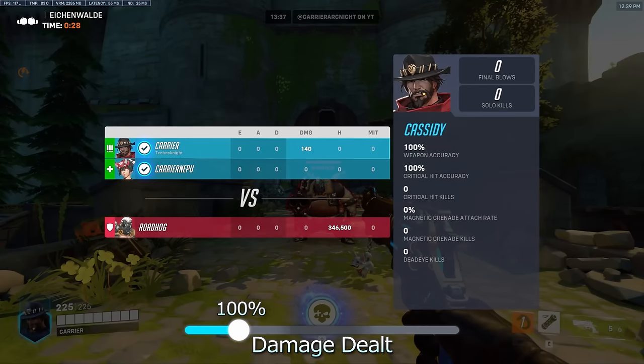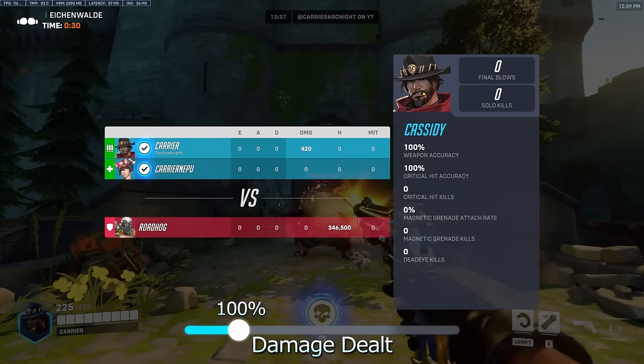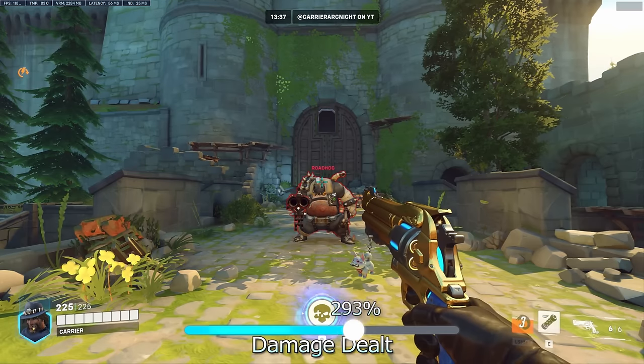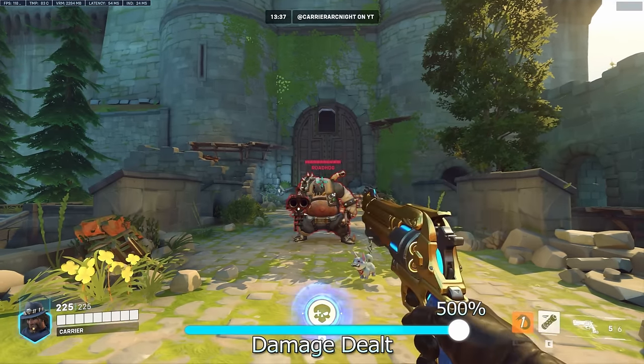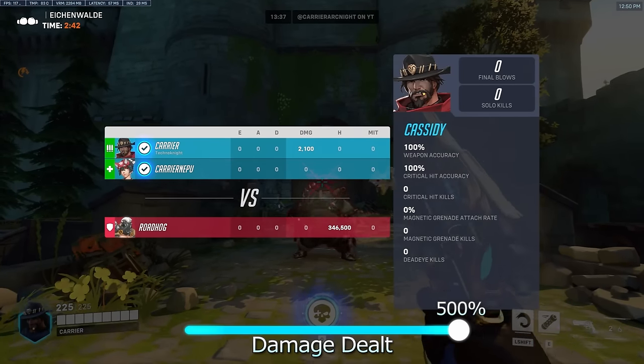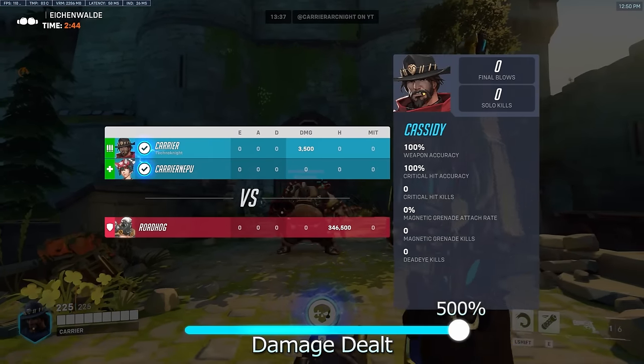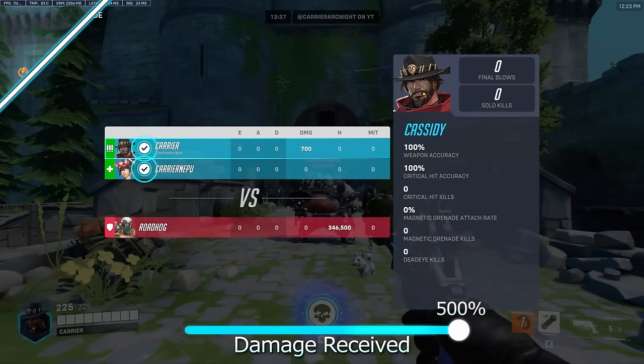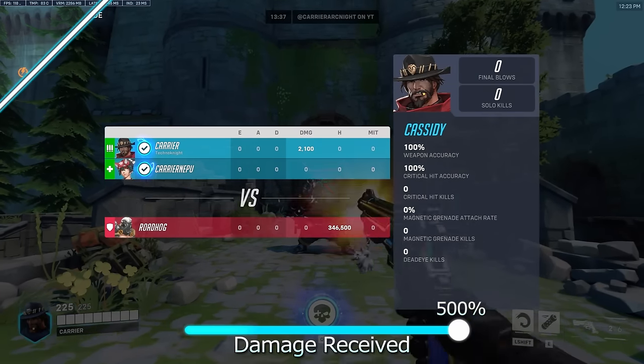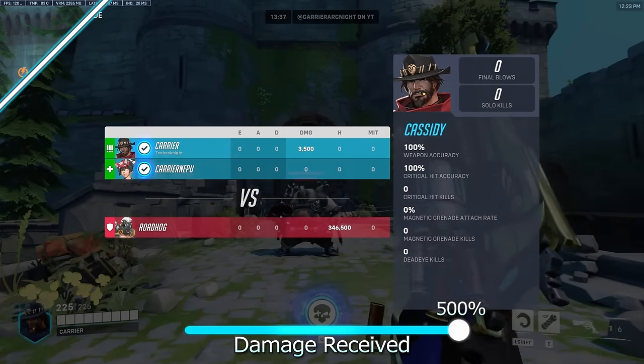The first setting is damage dealt, normally at 100%. Simply put, we can modify how much damage a hero deals, up to 500% or times 5 the original damage. Additionally, we can change how much damage a hero receives. For simplicity, it will also increase our damage by 500%.